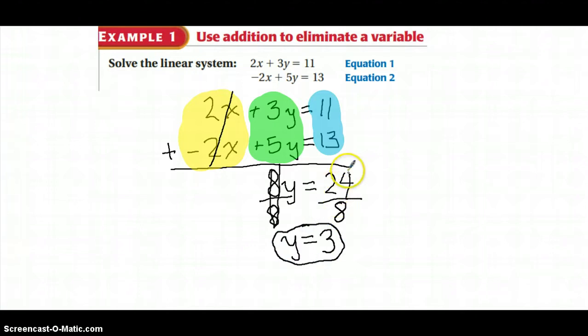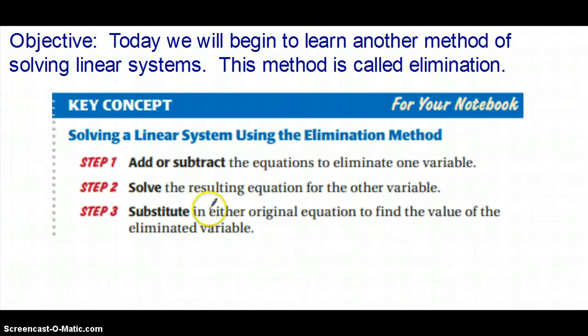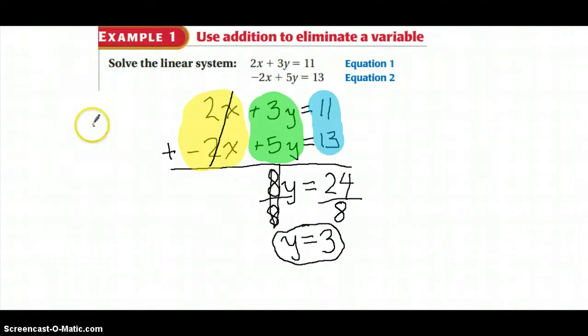We need to find the x part. And so just like we were doing with the substitution method, at this point, we're going to take step 3, which is to substitute in either original equation to find the variable of the eliminated variable. So if we take a look back at this example here, you can use either one of these equations. I'm probably going to go with this first equation because there are no negative coefficients. Notice in equation 2, we have this negative 2 in front of the x. So I'm going to use equation 1, that first one there.